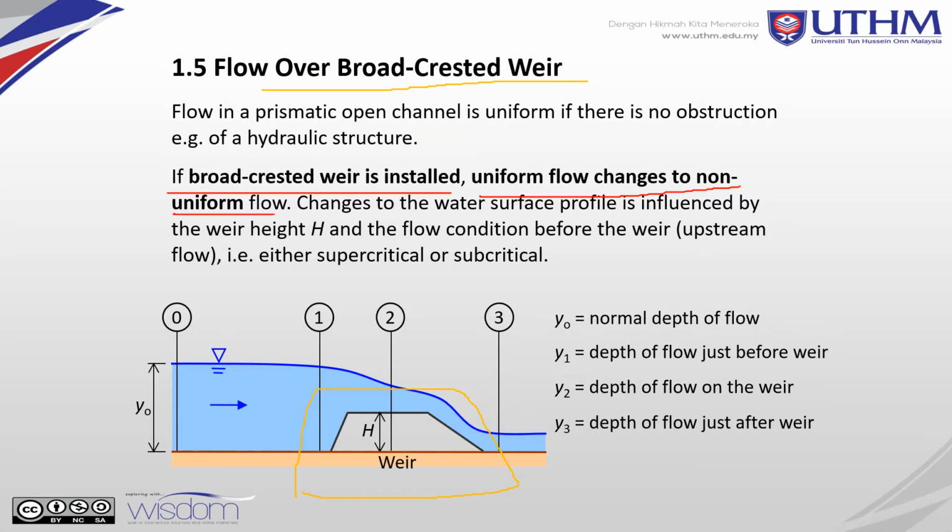The water surface profile is influenced by the height of the weir and the flow condition before the weir. This is upstream flow, either supercritical or subcritical. Y0 is the normal depth of flow. Y1 is the depth of flow just before the weir. Y2 is the depth of flow on the weir, and Y3 is the depth of flow just after the weir.